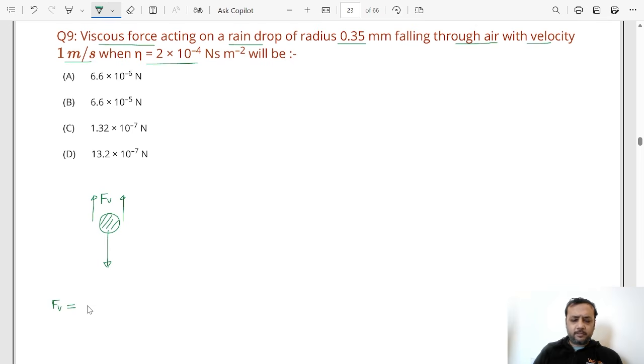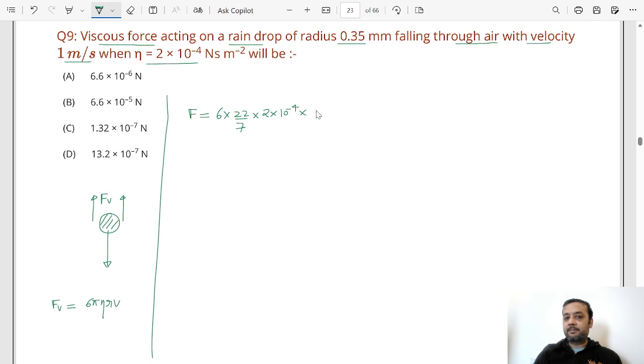The formula is Stokes law. Using Stokes law, 6 pi eta r v. Alright. Now the value of the viscous force can be written as 6 into pi, which is 22 by 7, eta is 2 into 10 to the power minus 4, into r. Radius is 0.35 mm, so if you convert this into meter, it will be 0.35 into 10 to the power minus 3, into velocity, which is 1.